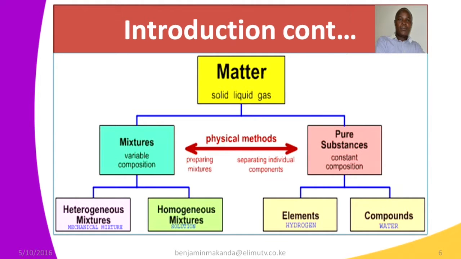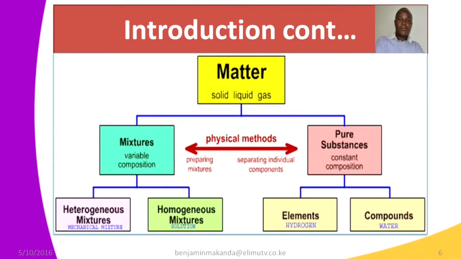We proceed on, but before we proceed, this is just a summary that can help you to classify substances. You start from matter, then you classify matter into two as either mixtures or pure substances. Move down, then classify them further into elements and compounds for pure substances. Then for the side of mixtures, you classify them as heterogeneous mixtures or homogeneous mixtures. I hope that one is understood.